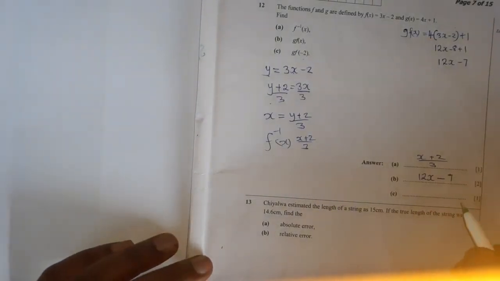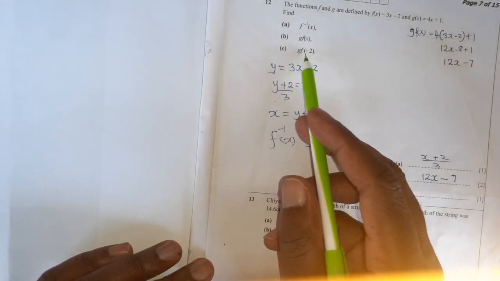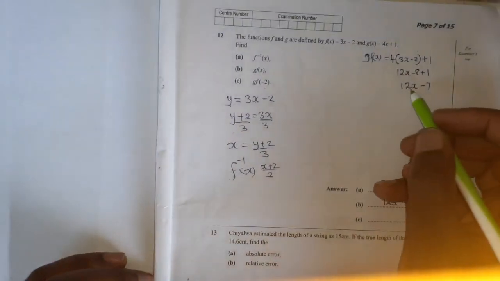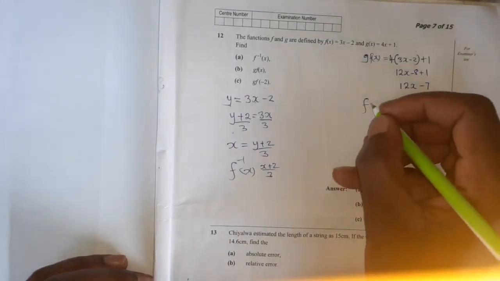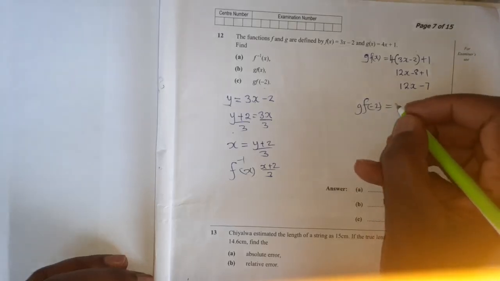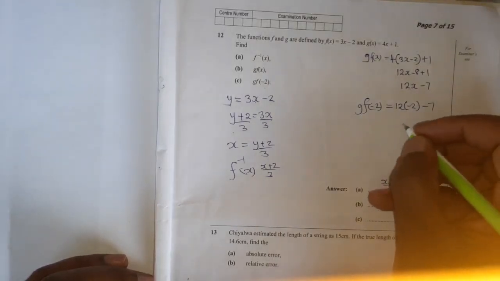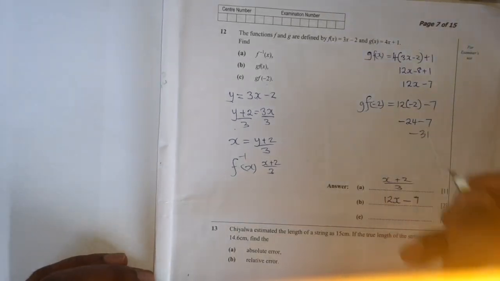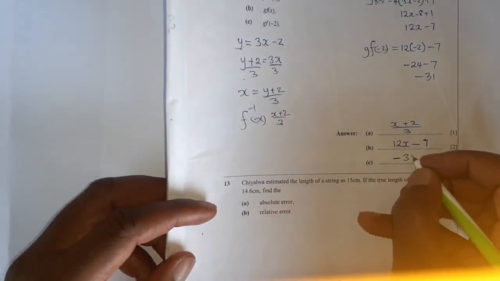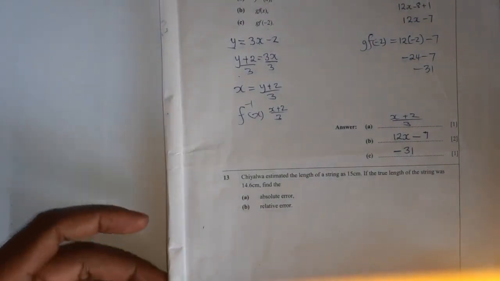So again, we continue. In the same g of f, we put negative 2. We put what? Negative 2. So meaning where we have x here, we are going to slot in negative 2. When we put negative 2 here, we'll say 12, where there is x, we put negative 2, minus 7. What does this give us? This gives us negative 24 minus 7, and that gives us negative 31. So this is going to be negative 31. That is what will be our answer here. Are we together?